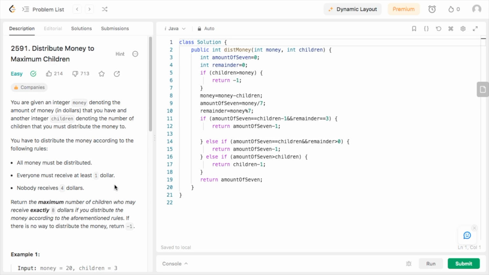First of all, every single kid has to be given at least $1. Next, we have to make sure that all of the money is distributed. And finally, we have to make sure that no kid gets exactly $4. If there's no way to distribute the money in the first place, we have to return -1. Now that we know the rules, let's think about how we can solve this.